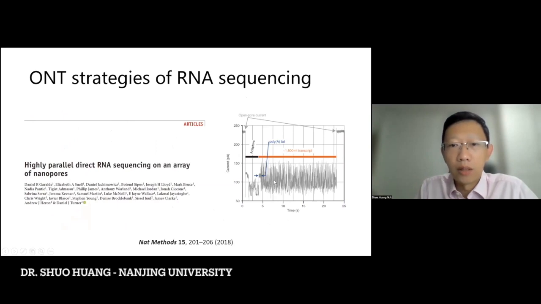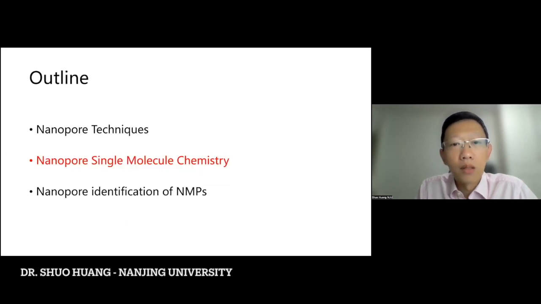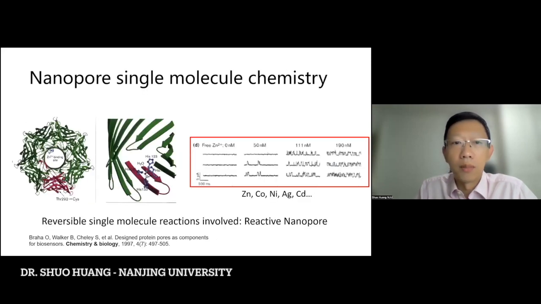So in my opinion, as a nanopore chemist, I hope we can invent a technology that just gives you the read of A, U, C, and G pretty much directly, with no other combinations of them. So that's why we need to introduce a new technology that most people actually don't know about. It's called nanopore single molecule chemistry.